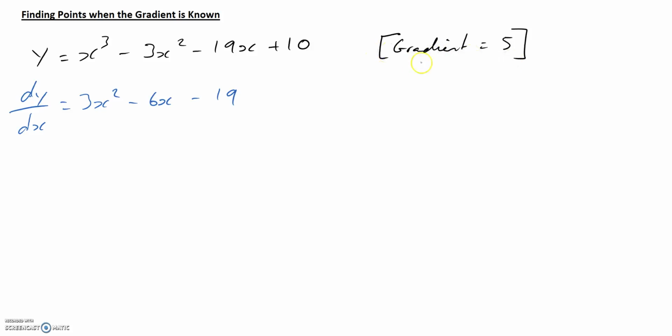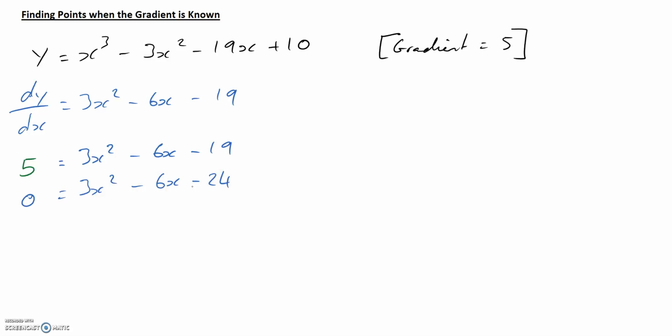Now we need to incorporate the fact that we know the gradient is 5. So, because we already know the gradient is 5, we can just put that as equals. It equals 5. Okay. So, 3x squared minus 6x minus 19 is equal to 5. Now we can rearrange this so that it's equal to 0, and we do that by subtracting 5 from both sides. And we're going to get minus 19 minus 5, minus 24 now. And now we just have a quadratic that we can solve to find for x. So we can just go through that process.